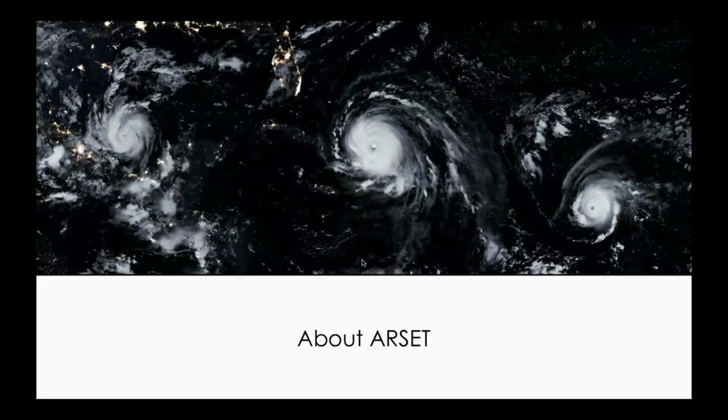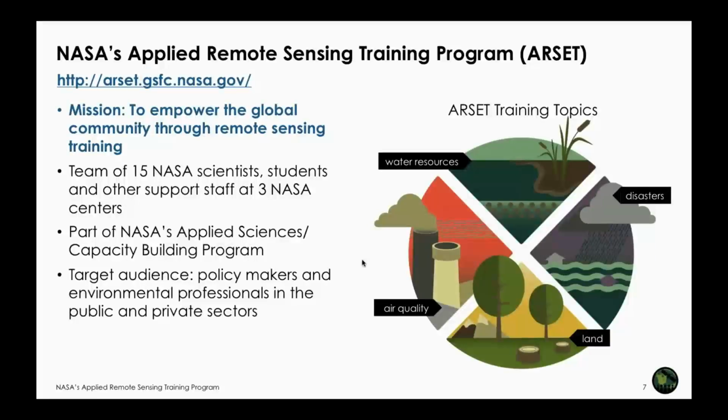Okay, so we'll start with information about ARSET itself, and some of you may have taken ARSET webinars before, so you already know. But for those of you who are new, NASA's Applied Remote Sensing Training Program is supported by NASA Applied Sciences, and the mission is to empower the global community through remote sensing training. As shown here, we have 4 different themes in which ARSET does training: water resources, disasters, land and air quality. There are about 15 NASA scientists at different centers working in ARSET. There are a number of students and other helpers who support the ARSET webinars and the ARSET program.